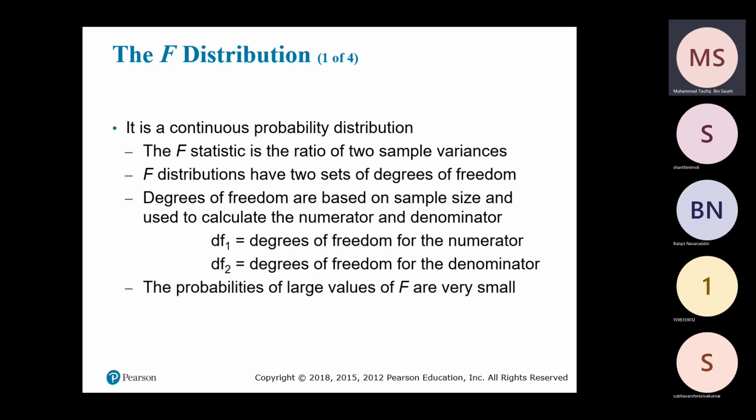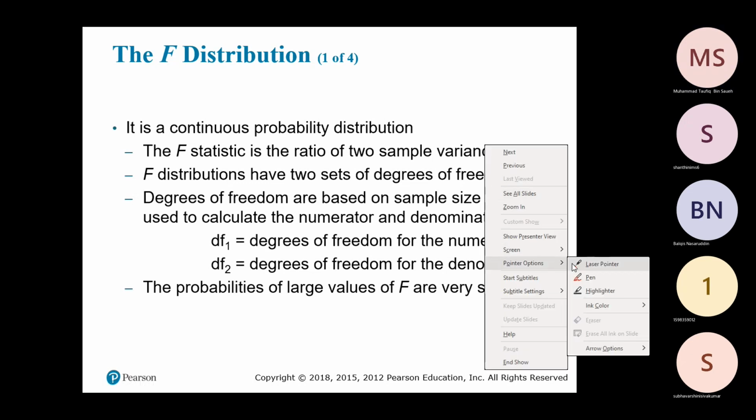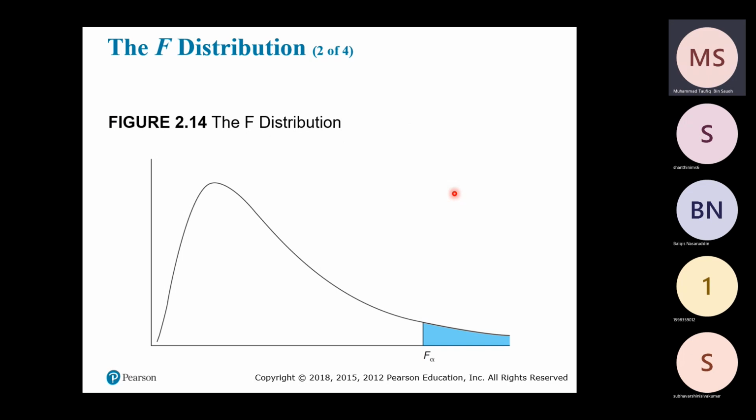Okay, so we have first df1 and df2: df1 is the degree of freedom for the numerator, and df2 is the degree of freedom for the denominator. The probability of large values of F is very, very small. All right, so this is an example of the F distribution.